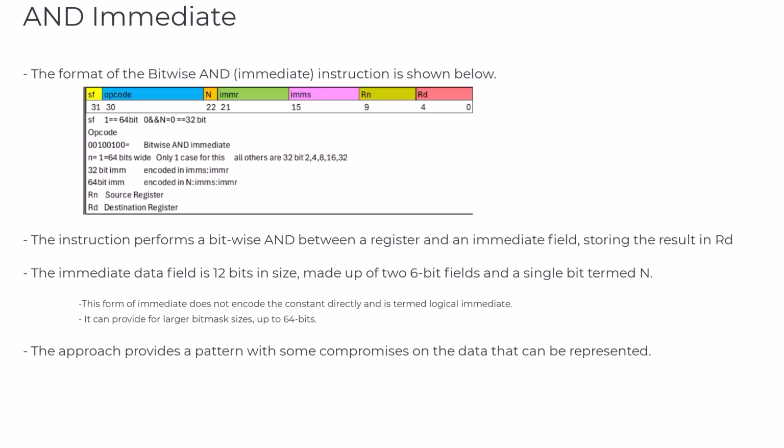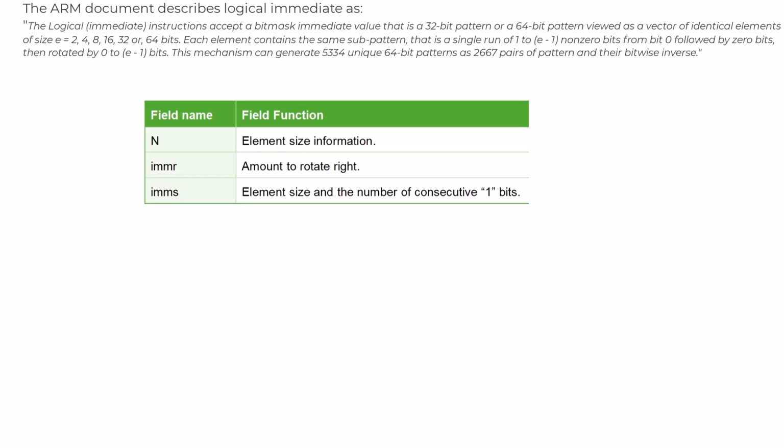The IMMR holds rotation information, and we set the number of repeating bits in the IMMS field. And then we rotate these bits according to the value in IMMR. The ARM reference manual describes this under the explanation for AND immediate. This is fairly cryptic, so let's try and simplify things a little bit. It means there's repeated patterns of bits with varying sizes. So you could have a pattern like 0, 1, and that could be repeated the whole way through.